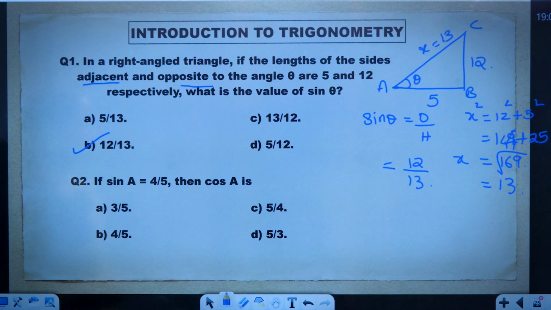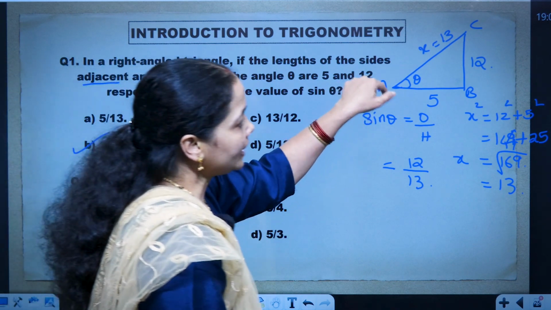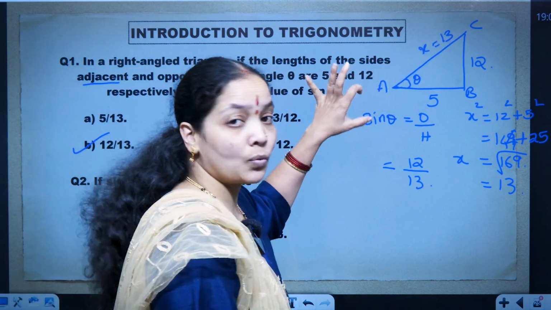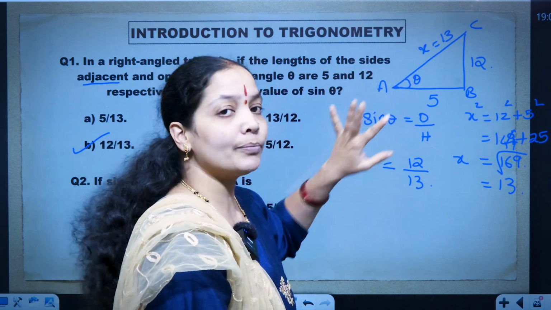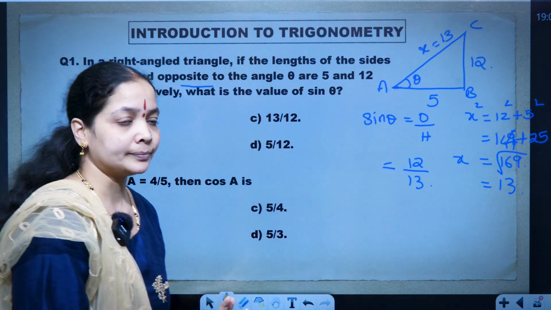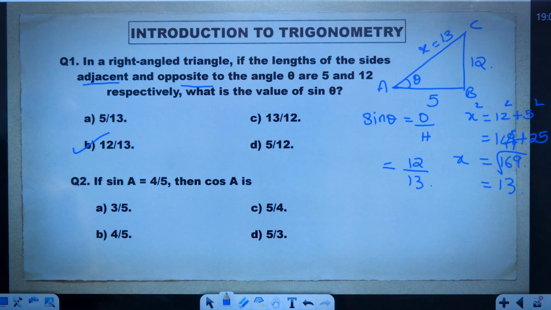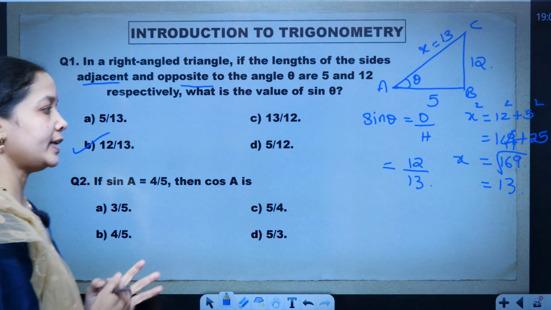Option B will be my right answer, because finding the hypotenuse and knowing what exactly sine, cos, tan, cosec, sec, cot are is the main important clarity that you need in this chapter. Next, moving to the second question: if sine A is equal to 4 by 5, I have to find cos A.